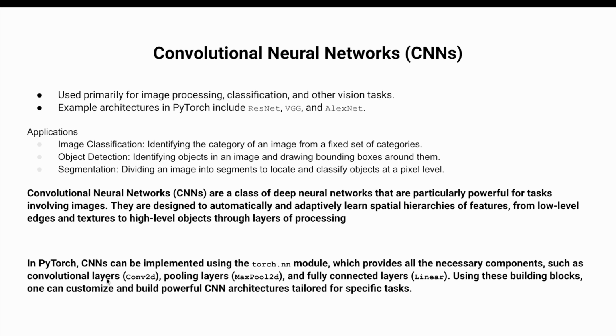such as convolutional layers, that's the Conv2d, pooling layers, that's where we can have the MaxPool2d, and we'll see this once we start building and training the neural network. And also fully connected layers, like linear layers. And using these building blocks, one can customize and build powerful CNN architectures tailored for specific tasks.